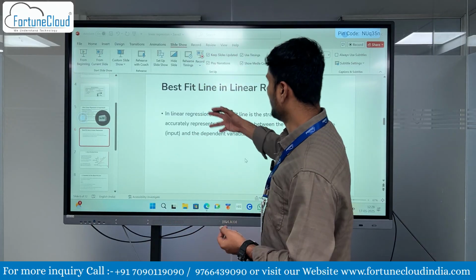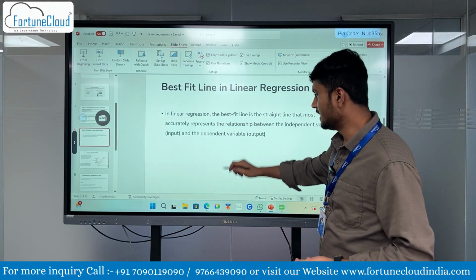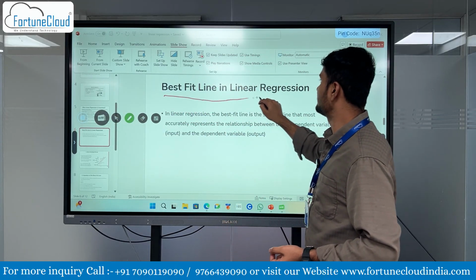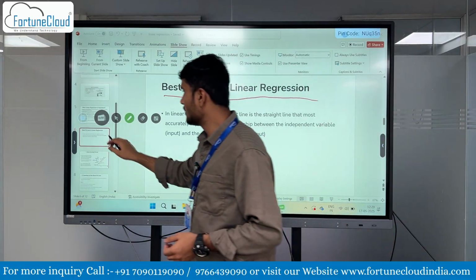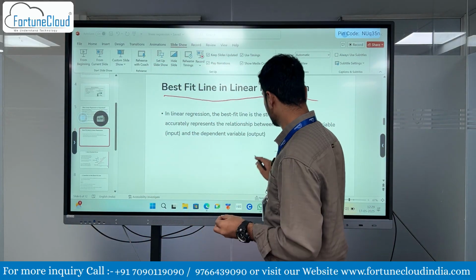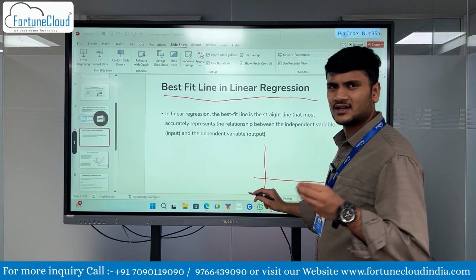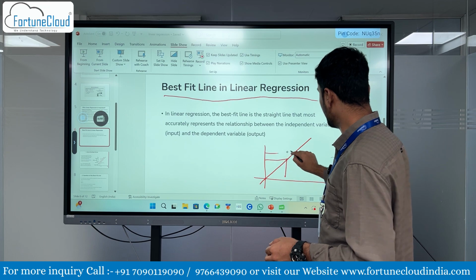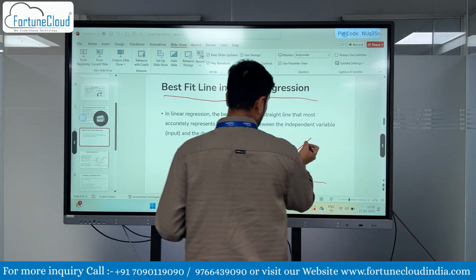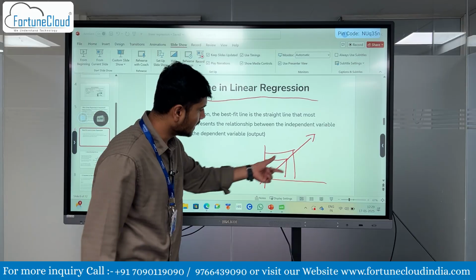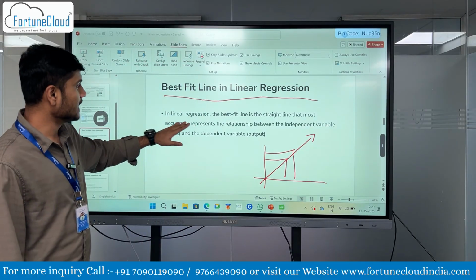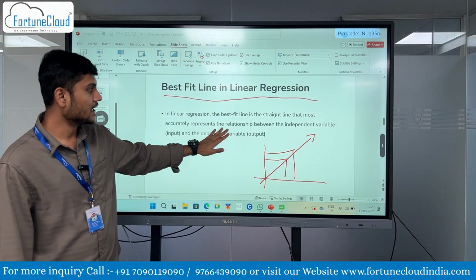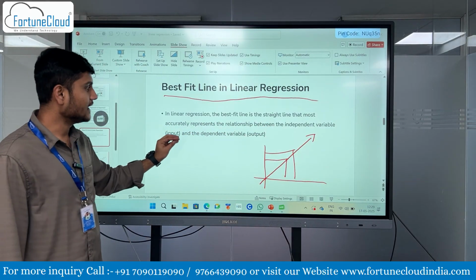So coming first, what is this best fit line in linear regression? Okay. So in the last example, we saw that linear regression assumes or takes a line and accordingly it finds the data points. So this is the linear line it assumes. In linear regression, the best fit line is a straight line that most accurately represents the relationship between the independent variable and the dependent variable.